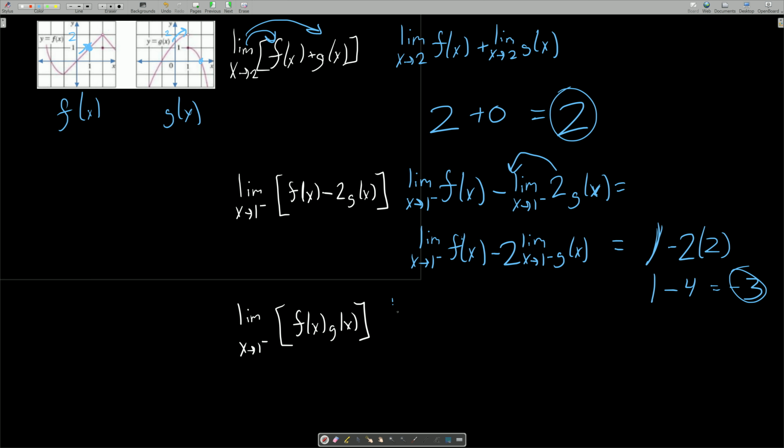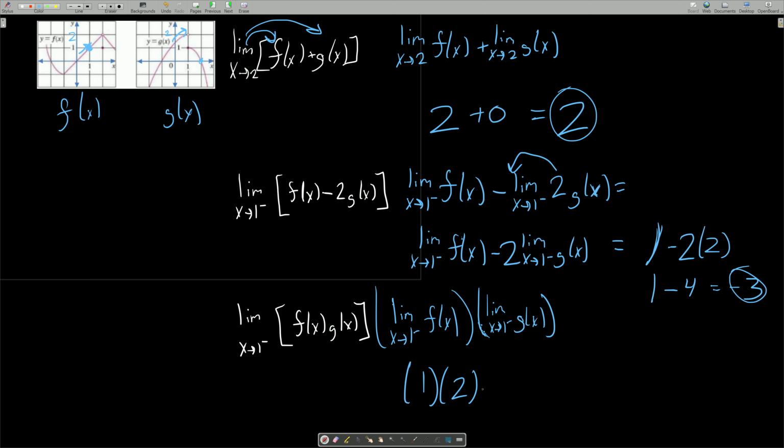Here's the last one here. You take the limits and you split them apart again. This time, you're multiplying the limits. We're done here. We don't need to simplify it any further. Now you evaluate these limits. So f of x as x approaches 1, that's 1. g of x as x approaches 1 from the left, that's 2. So the answer to that is 2.